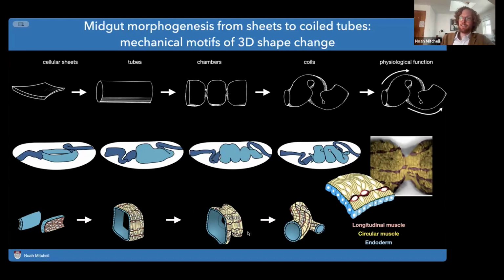So this looser meshwork of red longitudinal muscle is overlying the circular muscle. I'll be using these terms throughout the talk: the endoderm, the circular muscle, and the longitudinal muscle. These are the three different tissue layers that form this organ.